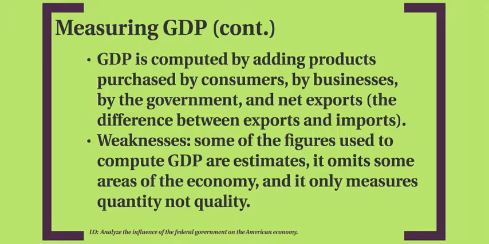GDP is computed by adding products purchased by consumers, by businesses, and by the government, as well as net exports, which is the difference between exports and imports. Some weaknesses. Some of the figures used to compute GDP are estimates, and it omits some areas of the economy. For example, there's a whole underground economy. If you know anybody that gets paid under the table, their income isn't really going to be reported, or people sometimes underreport their income.